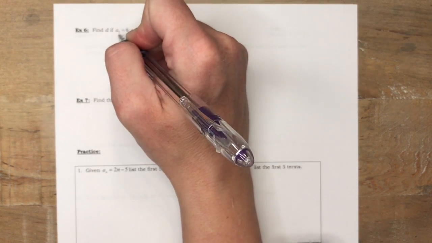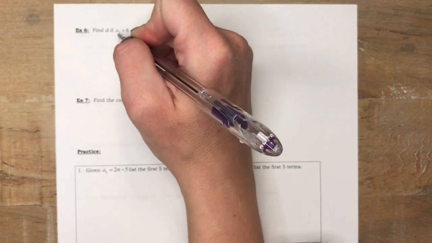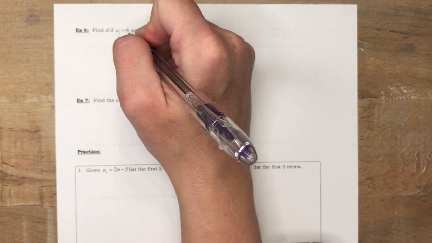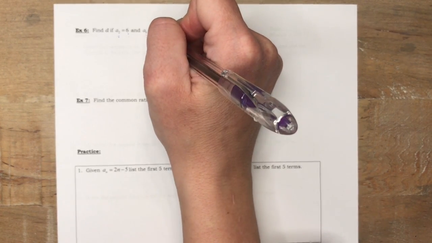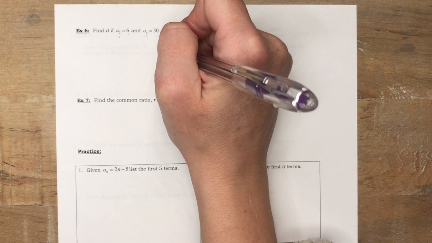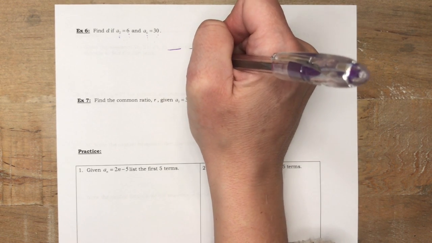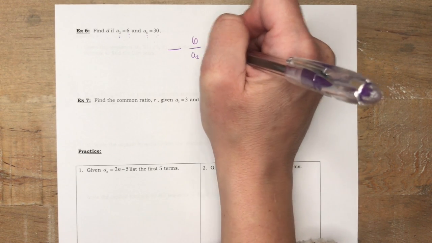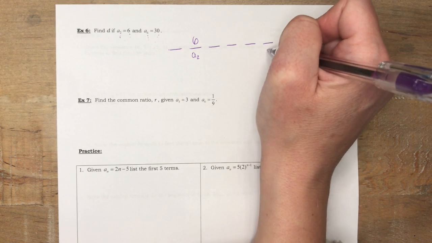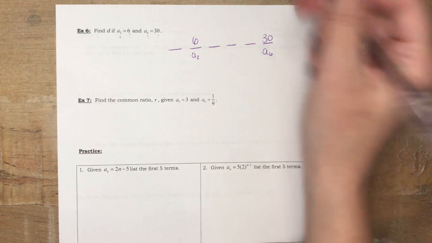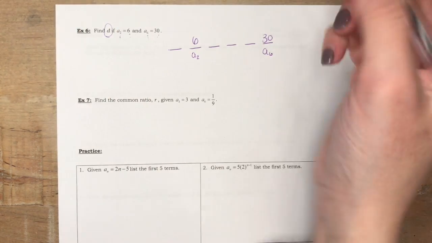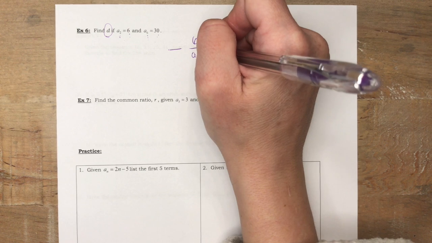A sub 2 means the second parking spot has a 6 in it, and the sixth parking spot has a 30 in it. So that's what I'm going to draw. Here's a sub 2, the second spot has a 6 in it. 3, 4, 5, 6. The sixth spot has a 30 in it. And it's d, so that means I'm adding d to get to the next term.